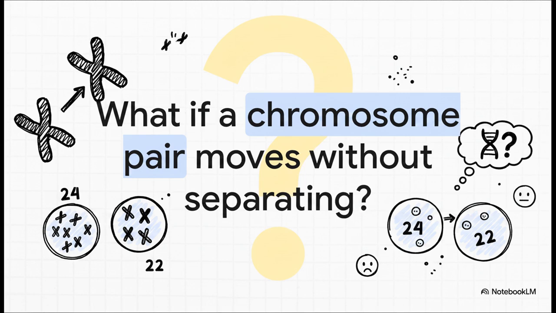To wrap up today's explainer, I want to leave you with a bit of a provocative question. What if the glue doesn't unstick? What happens if an entire pair of chromosomes accidentally gets dragged to one side of the cell without separating at all? Well, this failure is called non-disjunction. It results in one cell getting 24 chromosomes while the other only gets 22. And when these eventually fuse later on, it leads to conditions known as aneuploidy, which is actually the root of a lot of genetic disorders we'll be exploring in our future lessons.